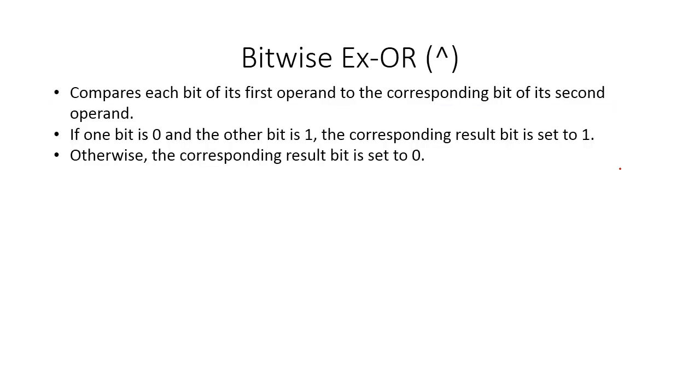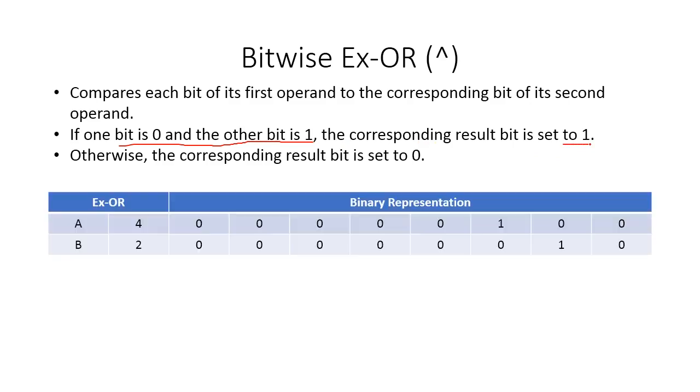Now let's look into the XOR. In XOR, if both the bits have the same values, like if they have 0 and 0, or if they have 1 and 1, then the resultant bit will be 0, right? If one bit is 0 and the other bit is 1, only then the corresponding bit will be 1. Remember, if one bit is 0 and the other is 1, only then it is 1. Clear?